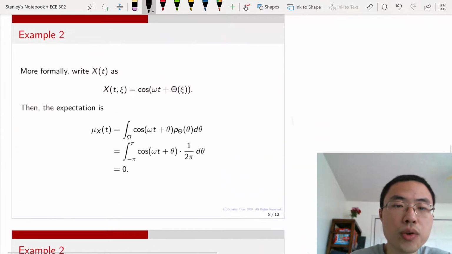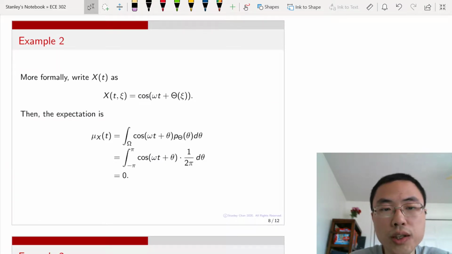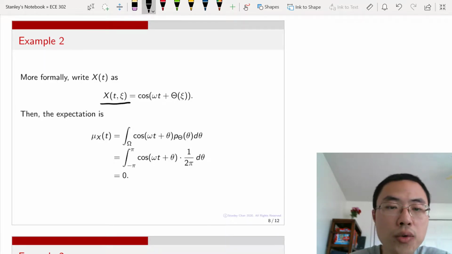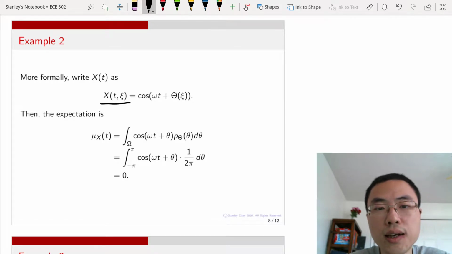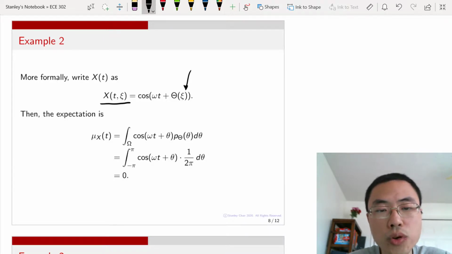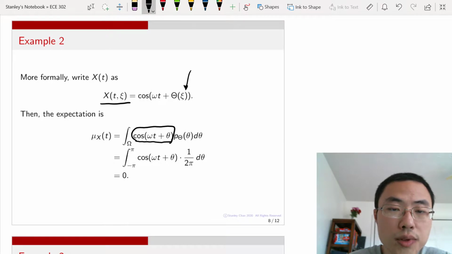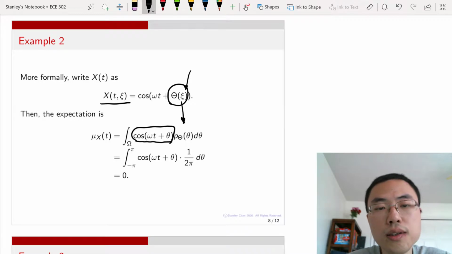Alright, so now you ask, what is the more formal way of writing this expression? Well, the more formal way of understanding this is that you have this random process in x, t, and psi, with this cosine omega t plus theta. And the theta is randomly indexed by this psi. And so if you take the expectation, you are taking the expectation over this cosine function, and then the random index, for which you can just take the PDF of the theta, right?